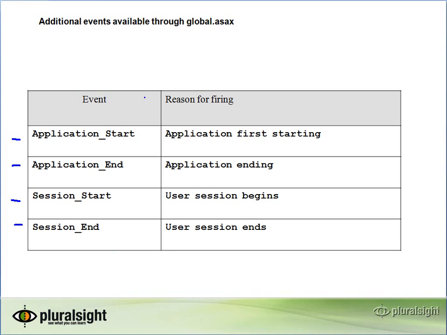The only way to add handlers for these events is to write a function that is named exactly one of these four names with the right signature and place it in your global.asax file.